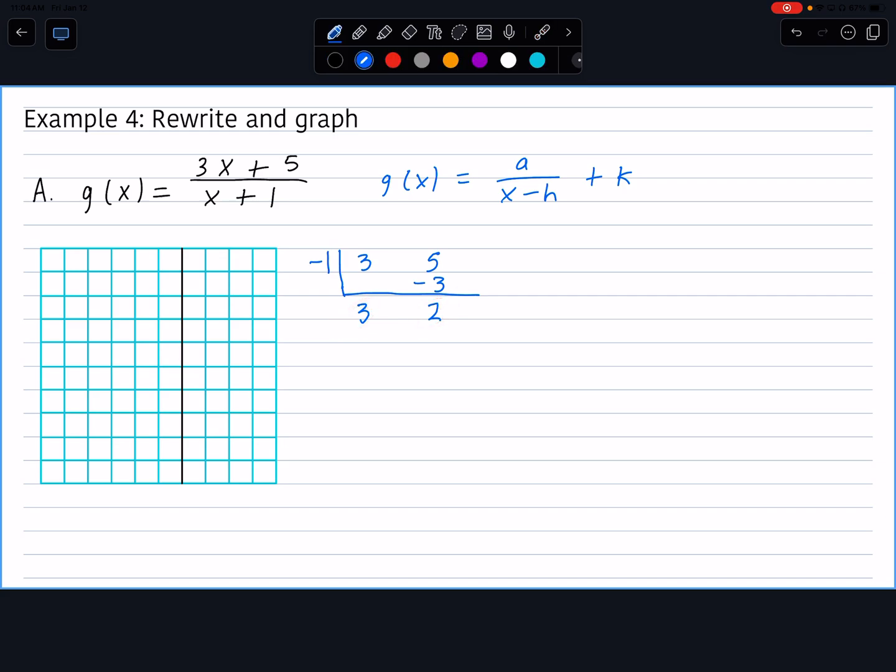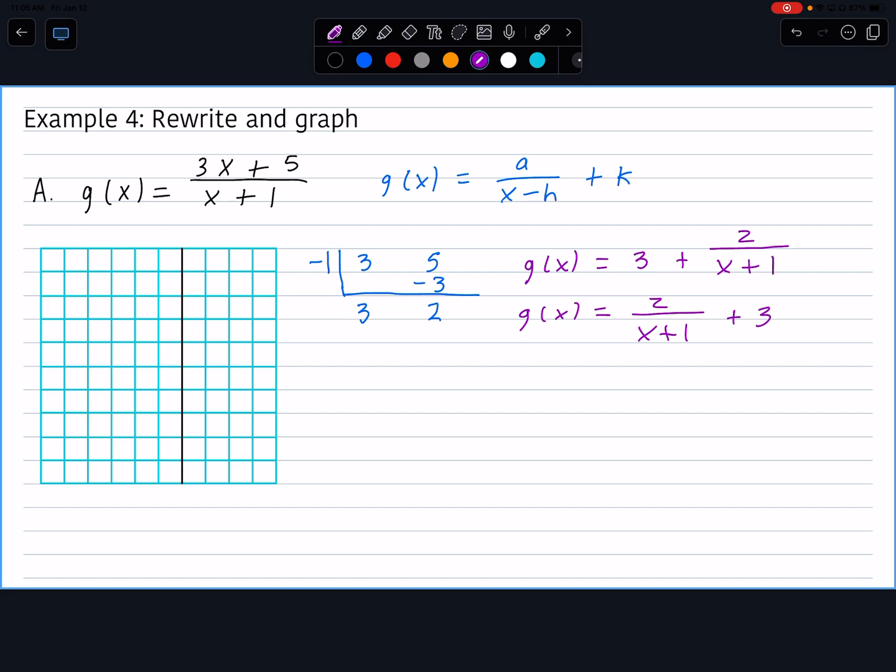So our new function, I'm just going to write it to the right of it, just for space reasons, is going to be 3 plus 2 over our divisor. If you notice, if I rearrange this a little bit, a slight rearrangement, this is now back to the type of problems we did yesterday. And that means I can go through and graph it just like we did yesterday.